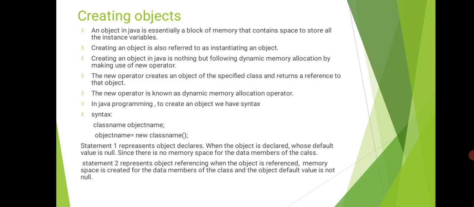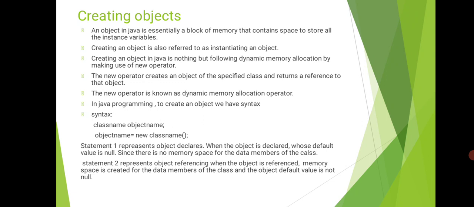Creating an object in Java is nothing but dynamic memory allocation by making use of the new operator. So here, how we create an object in Java is by using dynamic memory allocation with the new operator.